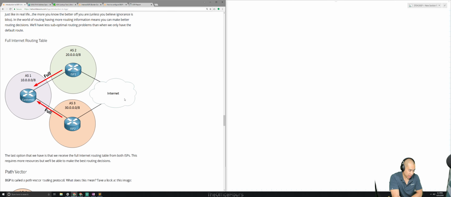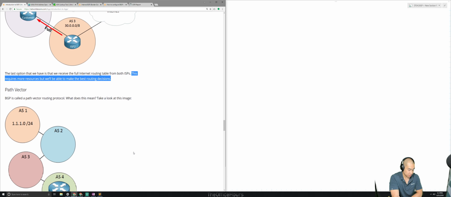The last option we have is to receive the full internet routing table from both ISPs. This requires more resources, but we'll be able to make the best routing decisions.